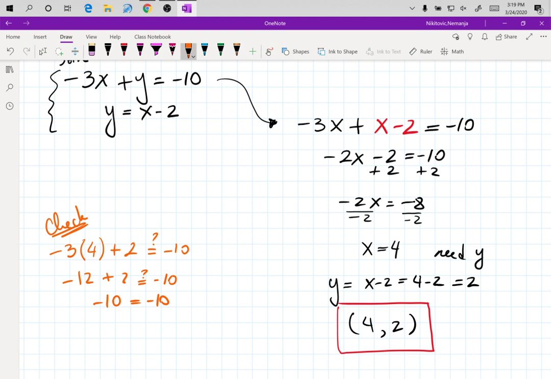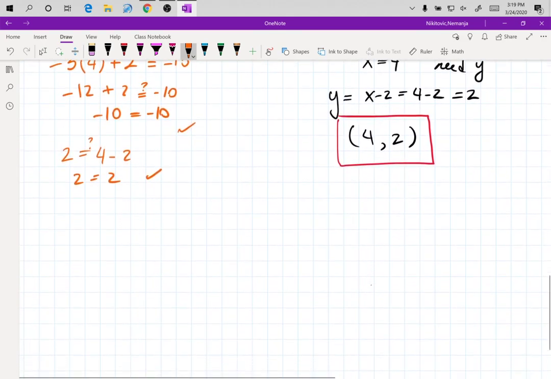Now we are going to check the second equation. Second equation is y, which is 2, needs to be 4 minus 2. And yeah, 2 equals 2. Good. We got both of these to be correct. Therefore, we're done, right?